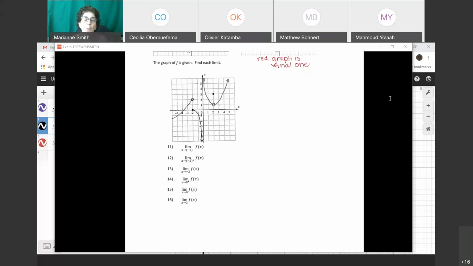This is asking you, what is the limit as x approaches -2 from the left? I just want to point this out. This -2 is the x value you're getting close to, and this negative sign means you're approaching it from the negative part of the x-axis. That means you're coming at it this way. So I'm getting close to -2. What is the y value that I'm approaching? Is there a y value I'm approaching?